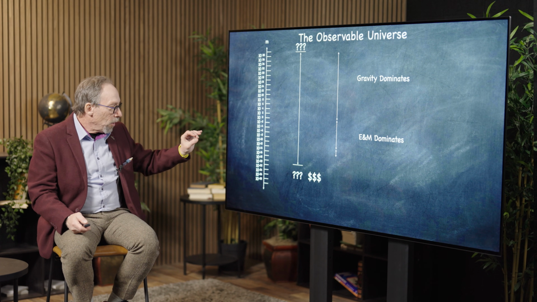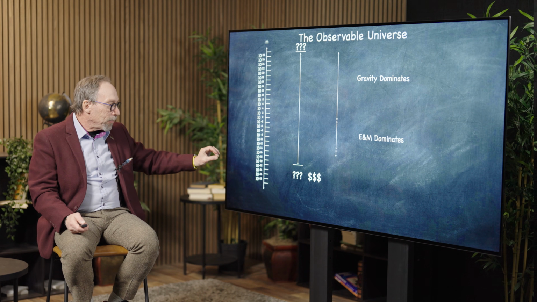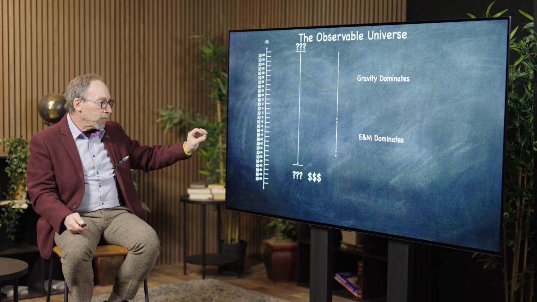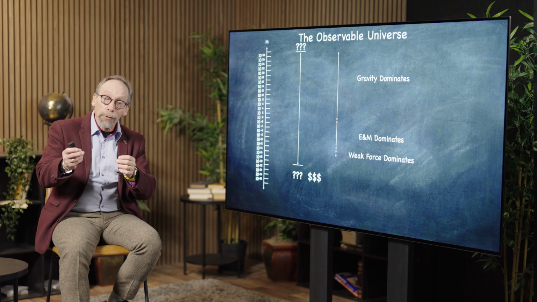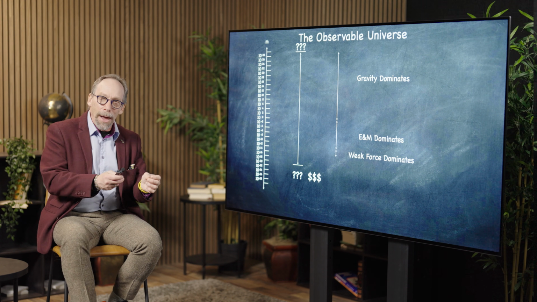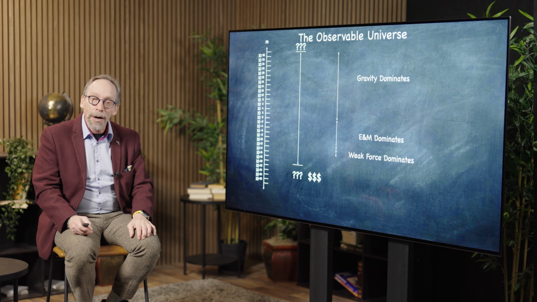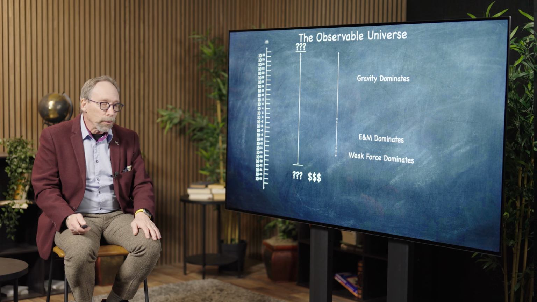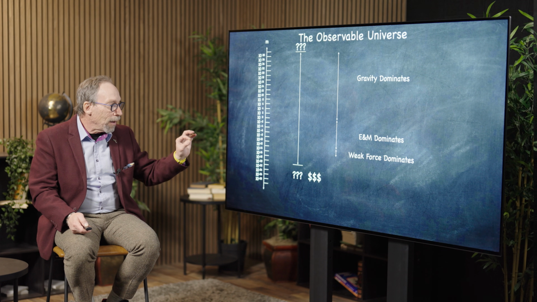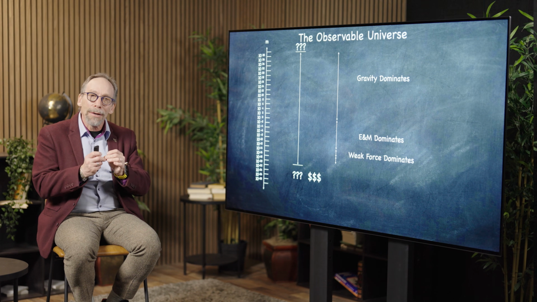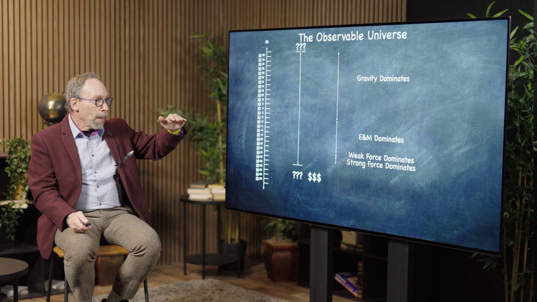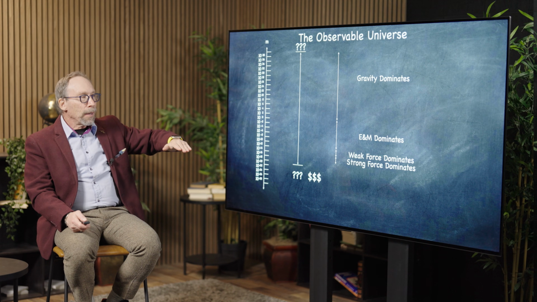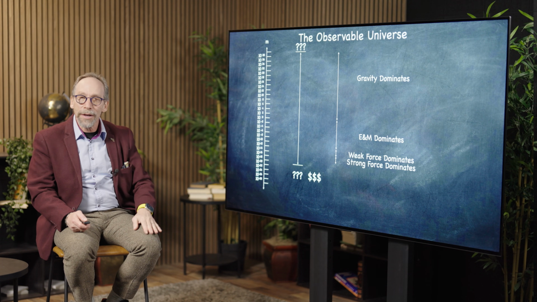Once you get to a scale smaller than the scale of atoms and the nuclei of atoms, it turns out the weak force dominates, the force that can convert protons into neutrons and back and forth, and determine the dynamics of much of nuclear physics. And then on a scale even smaller than that, inside individual protons and neutrons, the force that dominates is called the strong force. There are four forces that completely describe the universe we can see.